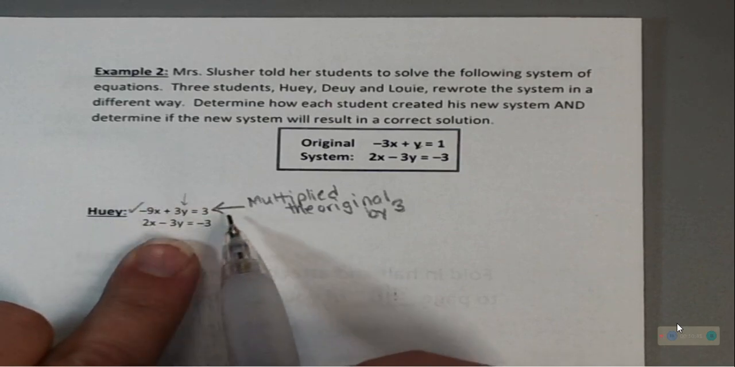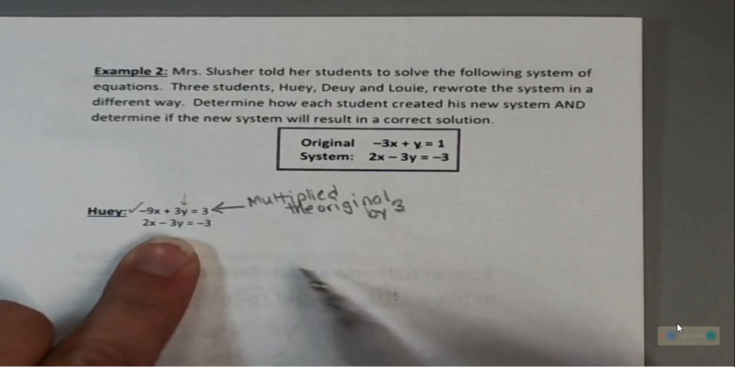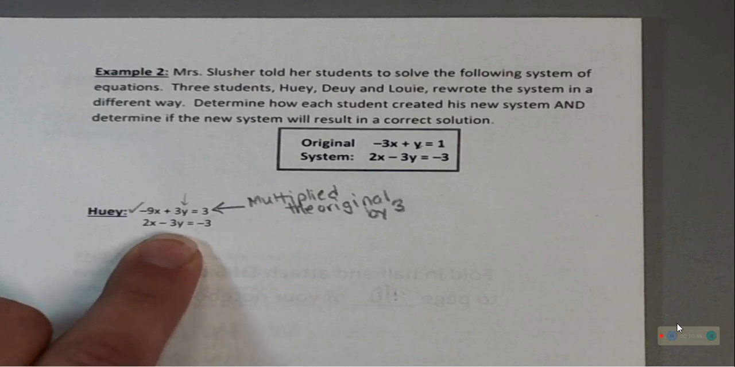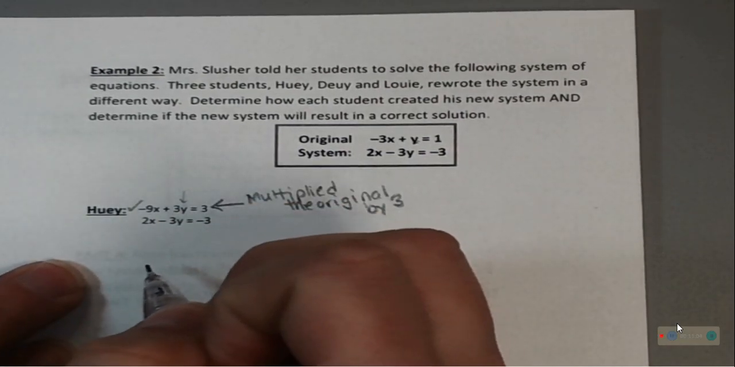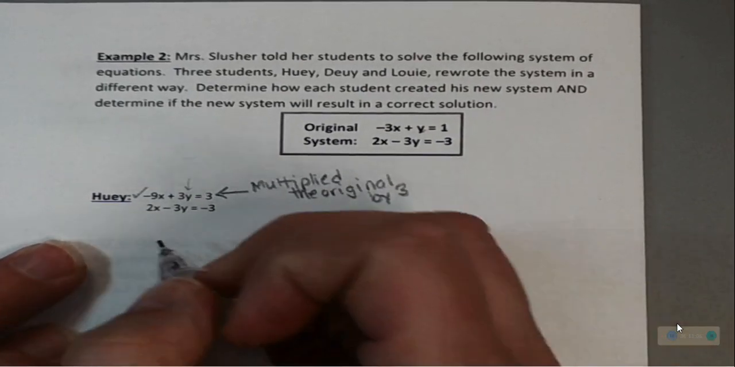So if he did this part right, what does that mean about all the rest of the work? He should get it right. He should be able to get a correct solution. Now, we're going to make sure we're using complete sentences, because when it comes to test time or end of course test time, you have to write in complete sentences. You want to prove that you know what you're talking about. So we're going to say, now Huey will get a correct solution, but what did Huey do?